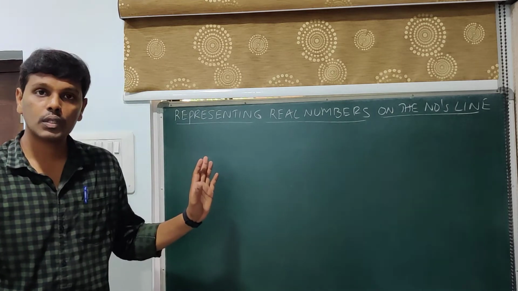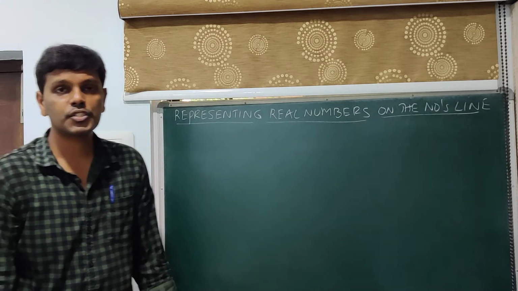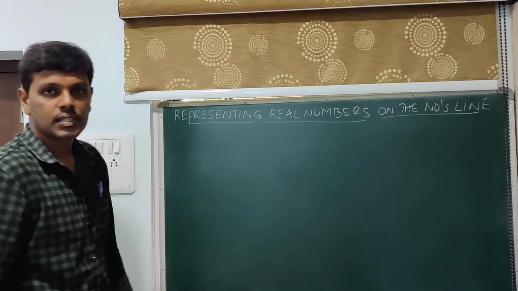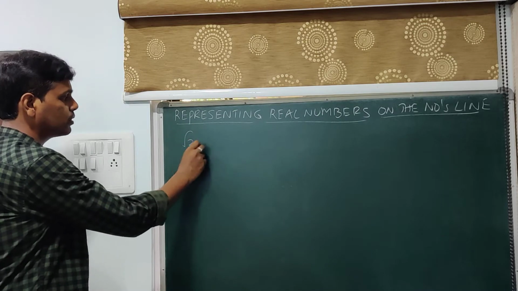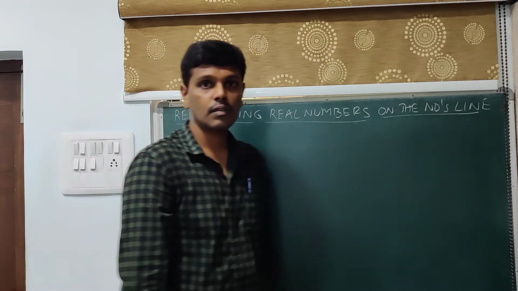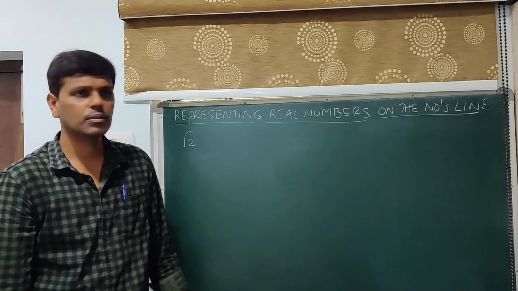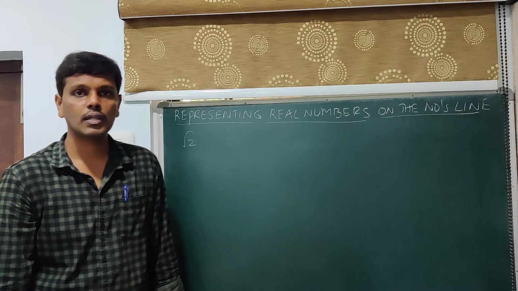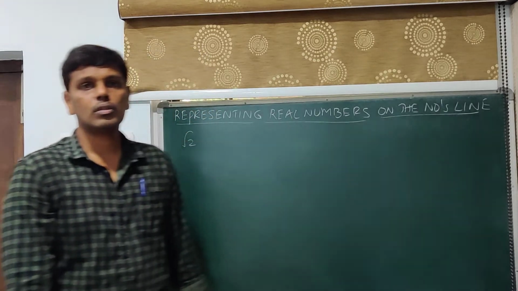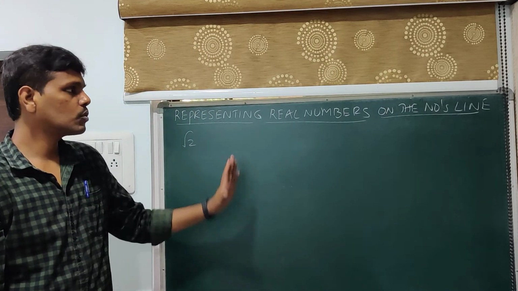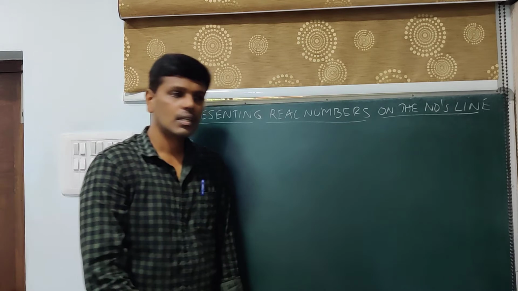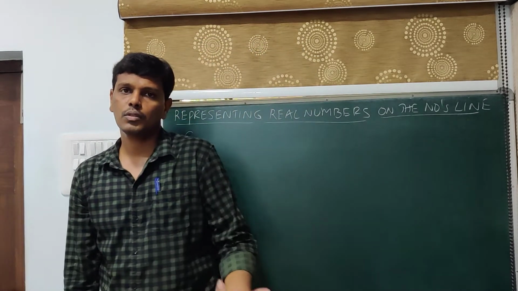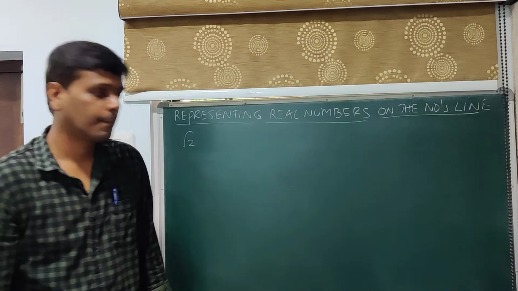Initially I will be going with representing irrational numbers on the number line. As we are discussing, root 2 is an irrational number. At the outset, when we introduced the concept of irrational numbers, I started with root 2. So now again I am starting with representing root 2 on the number line. In order to represent this root 2 on the number line, let us once again recall Pythagorean triplets. Pythagorean triplets are the tools which we use in order to represent irrational numbers on the number line.